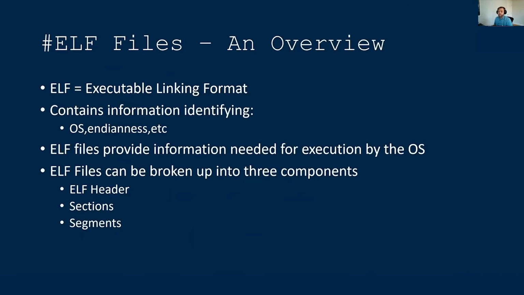So ELF stands for executable linking format. And again, it contains information identifying what operating system it's supposed to run on, the endianness of the data, things like that. And so ELFs provide lots of information, whether they're being used for linking or actually running. And what we need to know for the purposes of this course is that in the ELF file, in that header, it provides all the information that's needed for the operating system to load and run that program. And we can kind of break the ELF files up into three components. We have the header that sort of defines the program, and then sections and segments.